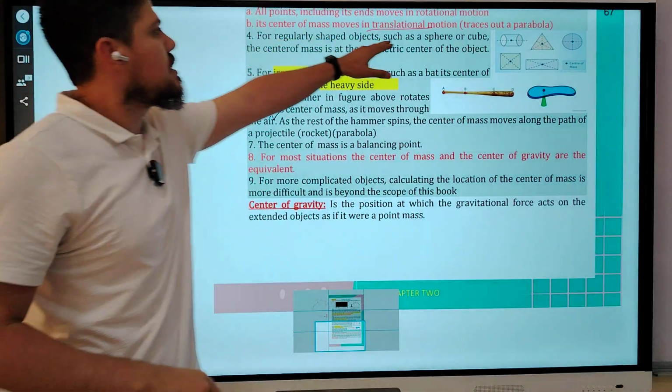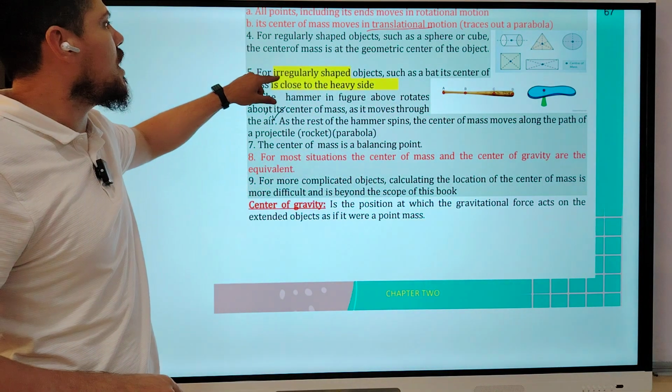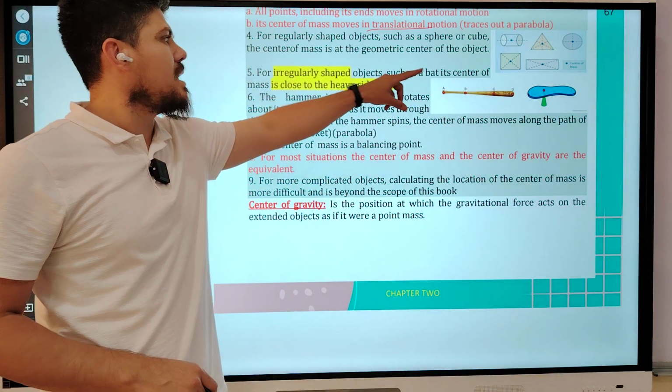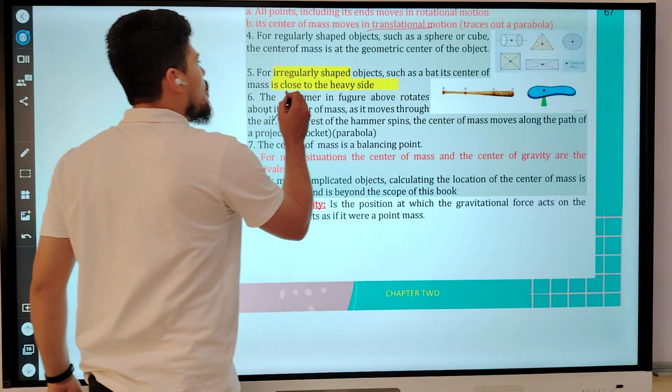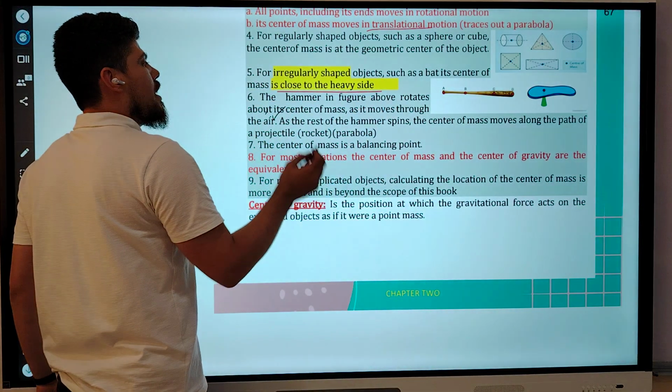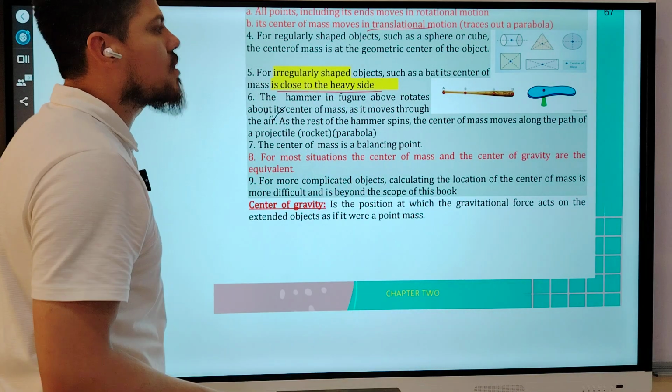For a regular shape, the center of mass is located exactly at the center. But for an irregular shape, such as a bat or hammer, the center of mass is close to the heavy side. Can you say far from the lighter side? Yes, of course, both are correct.